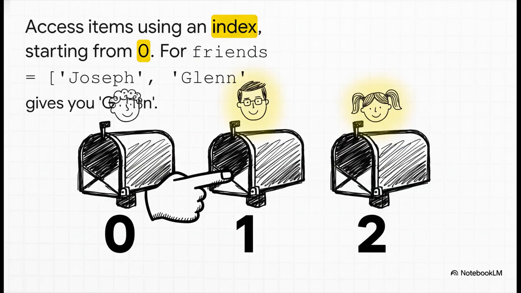Because lists are ordered, every item has a specific position, which we call its index. Now, here is the absolute most important thing to remember, the thing that trips up everyone at first. Computers start counting from 0. So the very first item is at index 0, the second is at index 1, and so on. That's why when we ask for friends[1], we don't get the first friend, Joseph. We get the second one, Glenn. You've got to remember that 0 indexing.